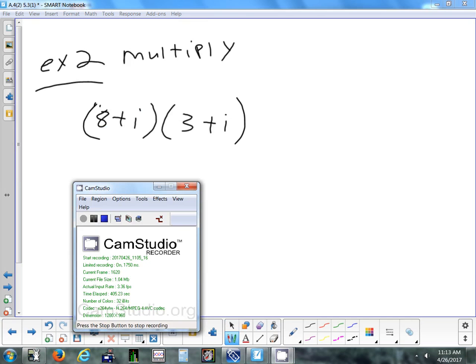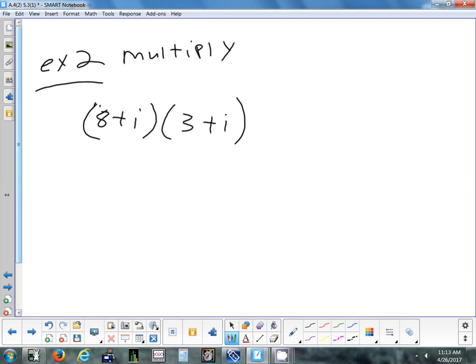All right, Devin, when you did this one, what did you get? I started with 24, plus 8i plus 3i plus i squared. Perfect. So you get 24 plus 8i plus 3i plus i squared. So that's your first step. Now two things we have to do. One, combine the like terms. The second thing, change i squared to -1.